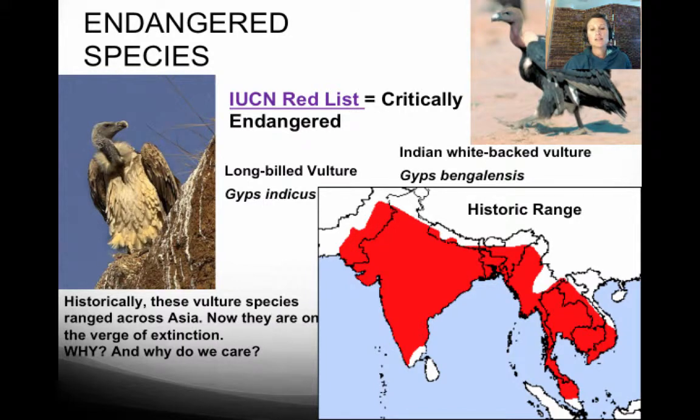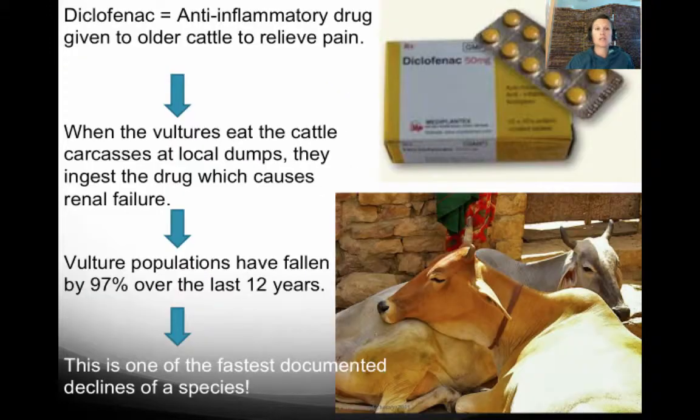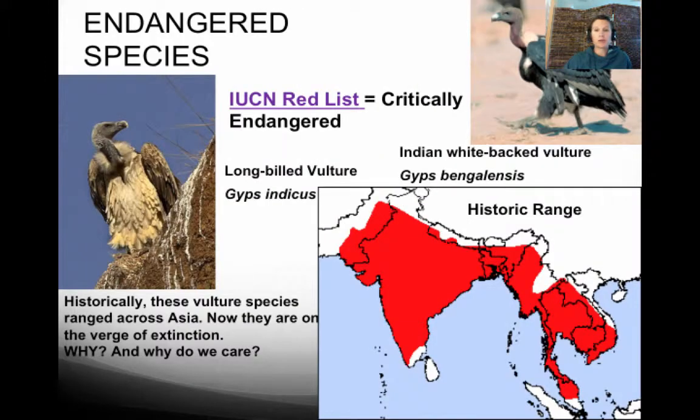Now, historically, these vulture species ranged across Asia, and now they are on the verge of extinction. So why are they on the verge of extinction? And more importantly, why should we care? And this is, again, a really good example. So these vultures, let me go back a minute here.